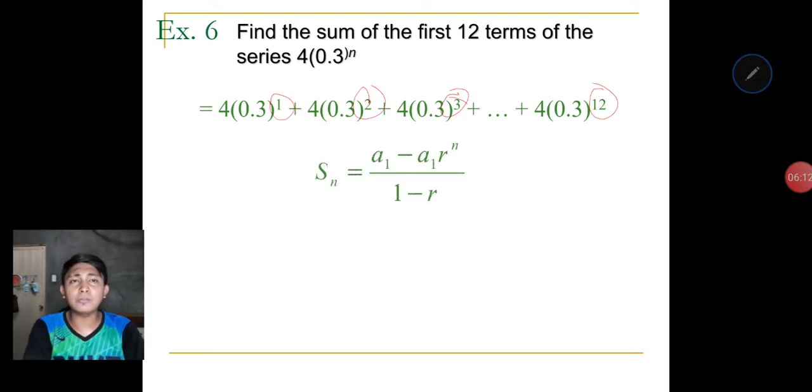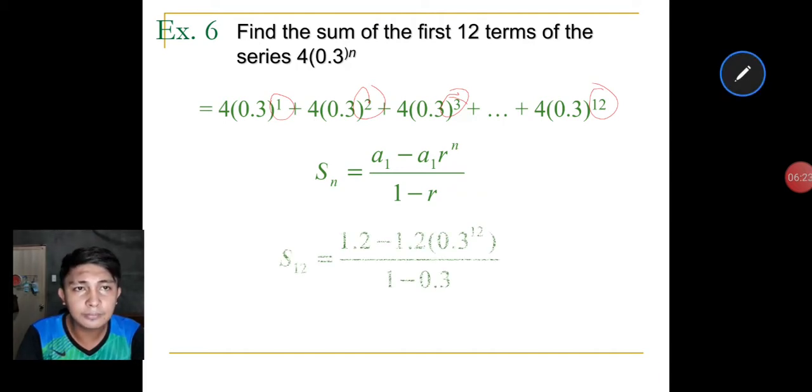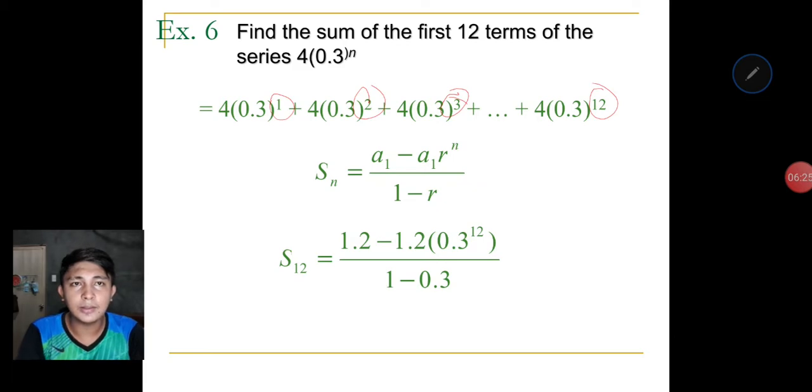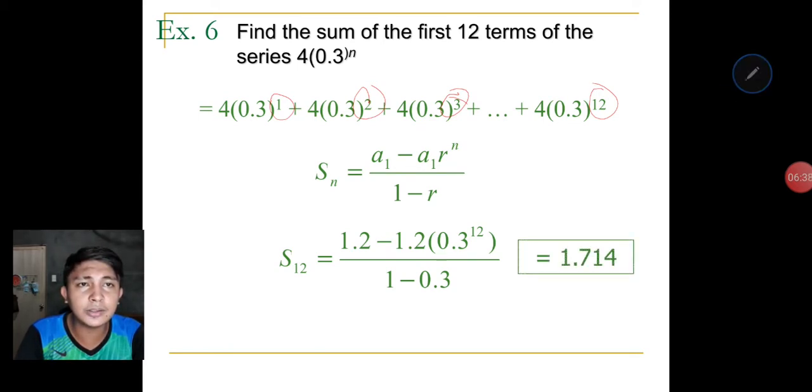So, by using the formula, we have the first term, we have r, we have n. Okay, so r is 0.3. The sum of the first 12 terms is 1.714.